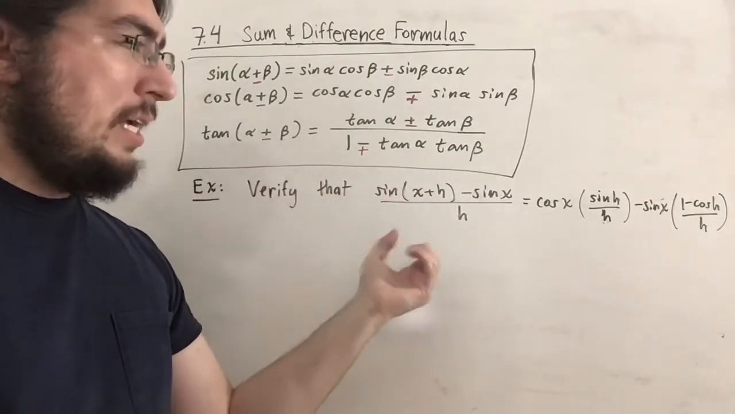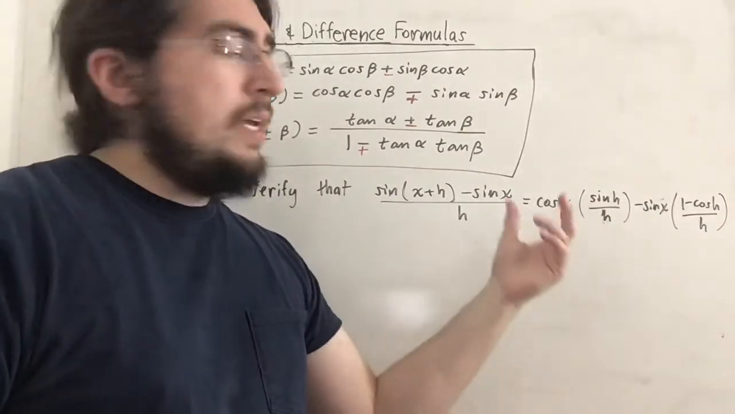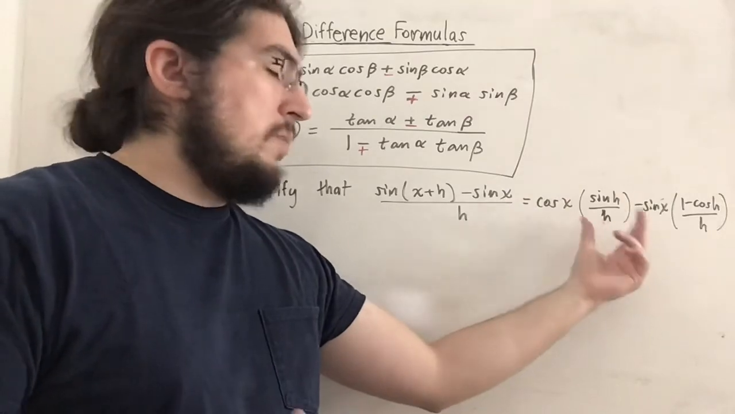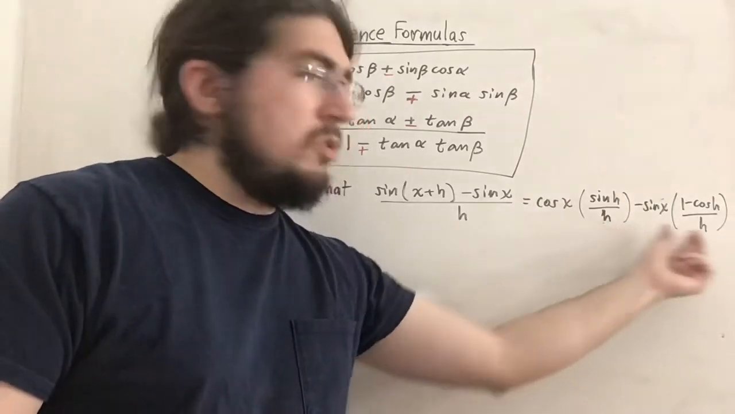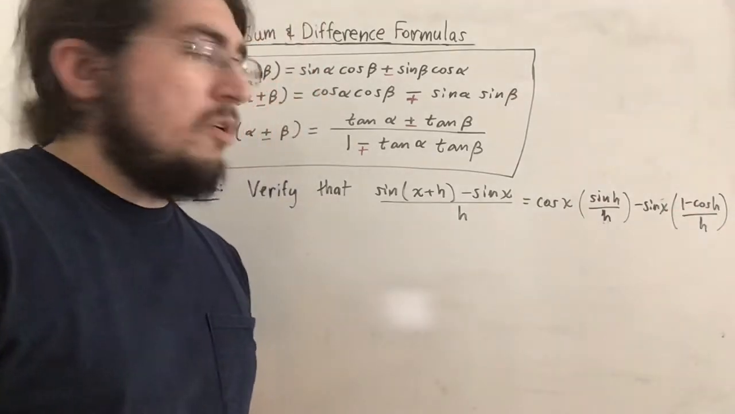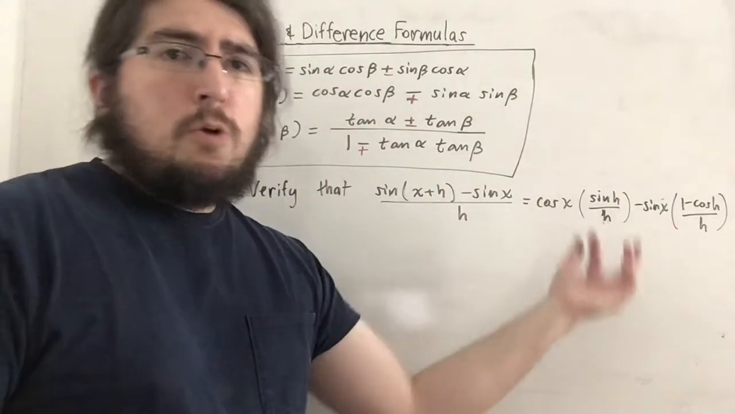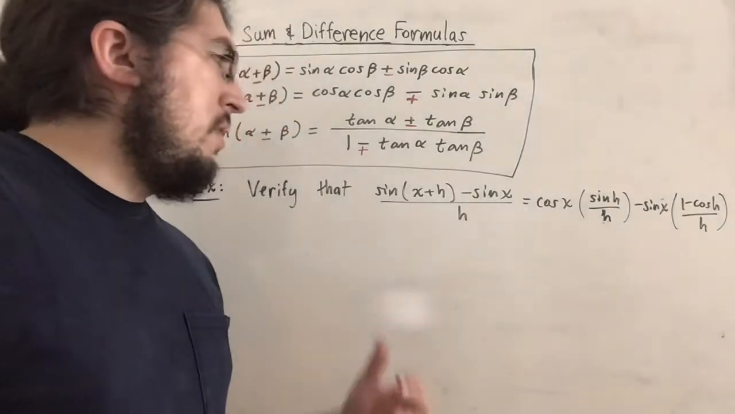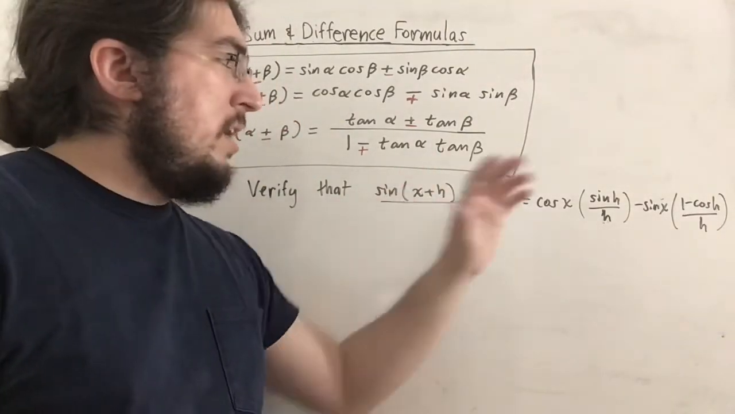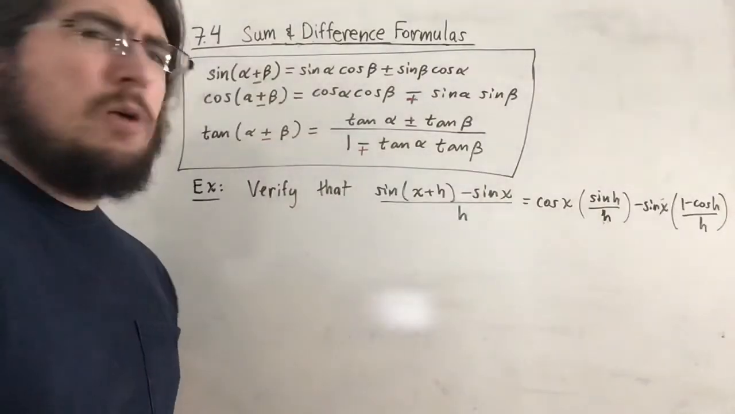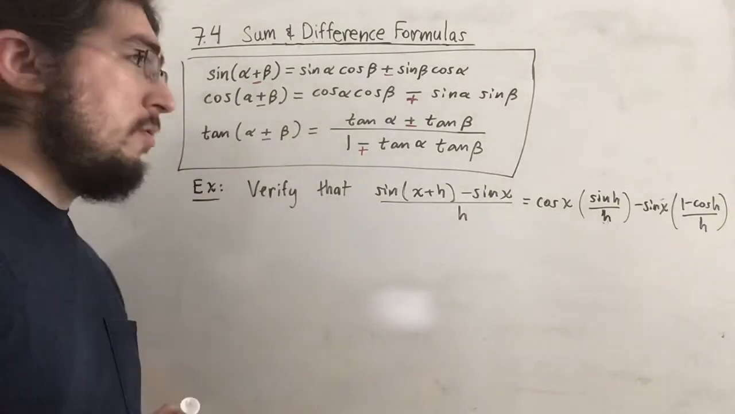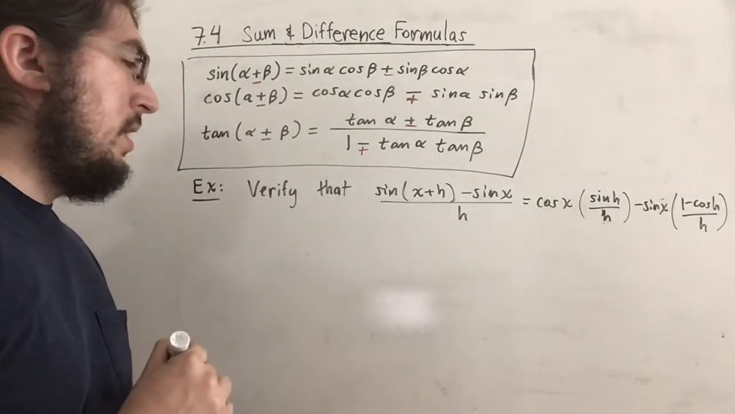And even though it looks a little funny, there's nice motivation for having these two factors here: sine of h over h and 1 minus cosine of h over h. Those actually approach certain things as h goes to 0, and that'll allow us to find that the derivative of sine is just going to be cosine. But to be quite honest, that's not too far in the future, depending on what classes you take after this, of course. Anyways, moving on.